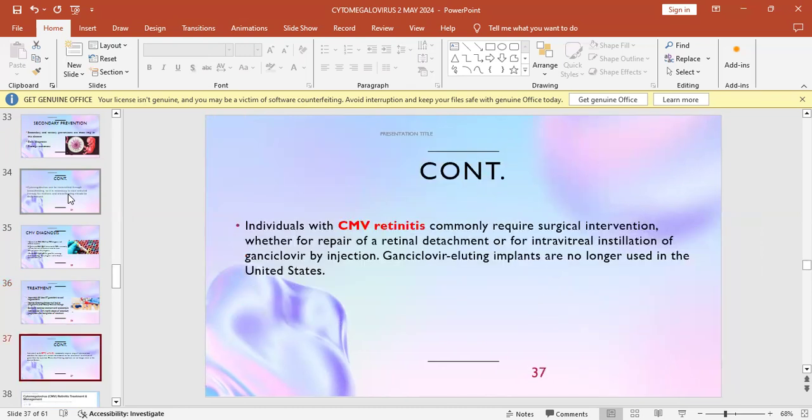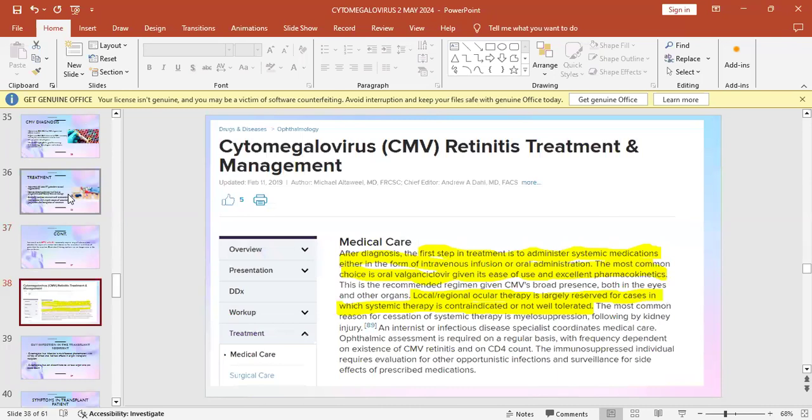Invasive cytomegalovirus retinitis commonly requires surgical intervention, whether for repair or for retinal detachment or for intravitreal instillation of ganciclovir by injection. Ganciclovir-eluting implants are no longer used in the United States. Now, the cytomegalovirus retinitis and treatment.